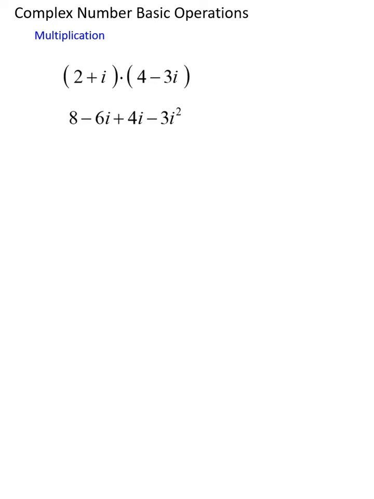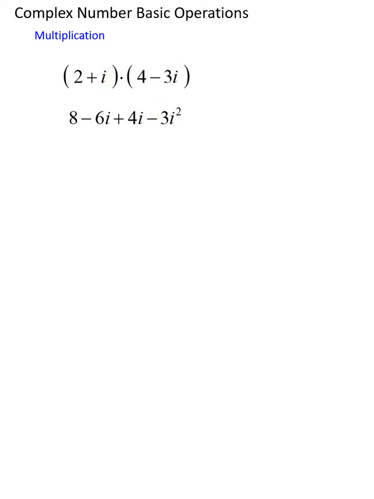Let me describe where all this came from. It came from me multiplying the first two terms, 2 times 4 is 8, then multiplying the outer terms, 2 times negative 3i, then the inner terms, i times 4, and then the last terms, i times negative 3i.